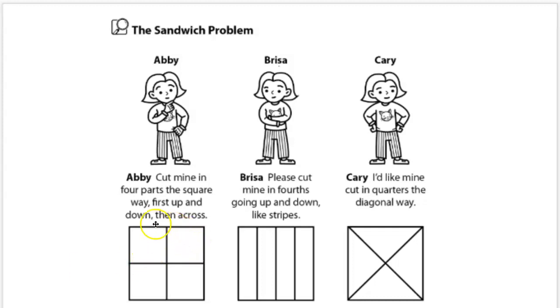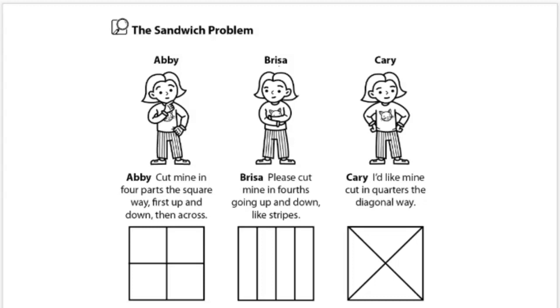If we look at Abby's sandwich, we can see 1, 2, 3, 4 squares. Now when we look at Brissa's sandwich, we see 1, 2, 3, 4 rectangles. Now looking at Carrie's sandwich, we can see 1, 2, 3, 4 triangles. Each of these parts is called a fourth because each of the sandwiches is cut into 4 pieces.